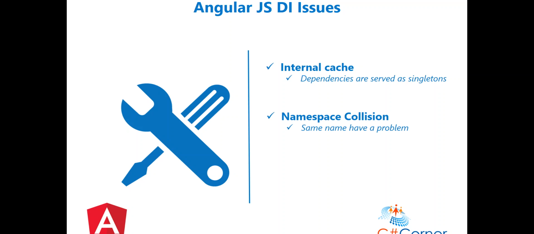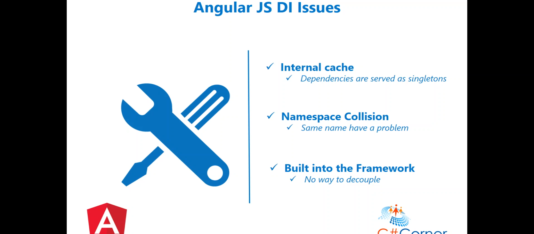The next thing is namespace collision. This is also one more issue in AngularJS. If we have an employee service and a third party extension also introduces a service with the same name, then we have a problem. So that is the namespace collision problem.